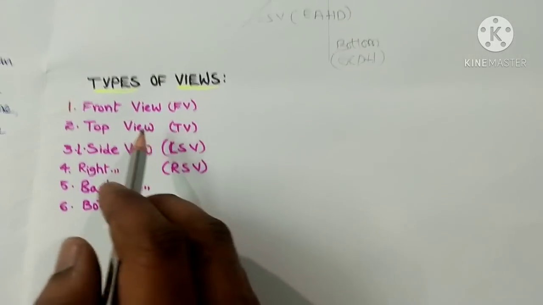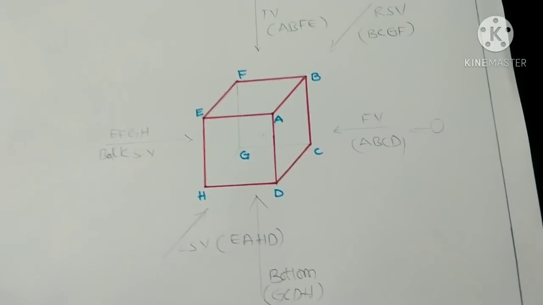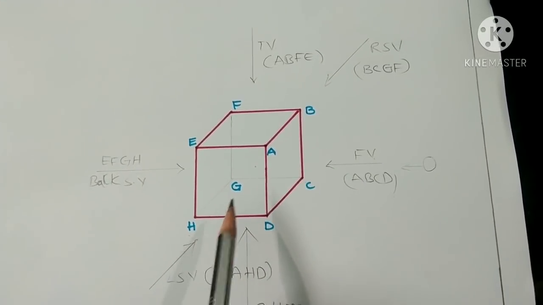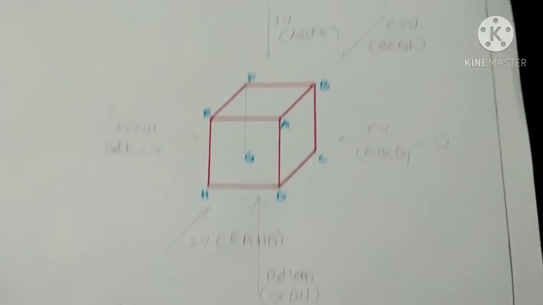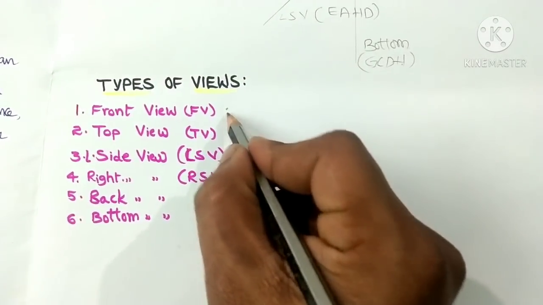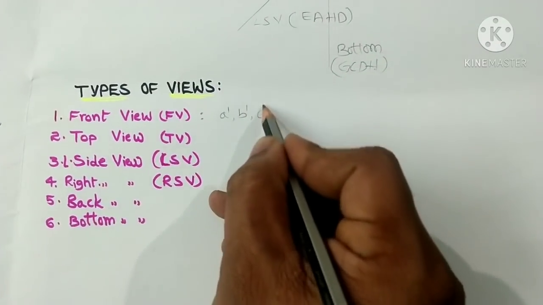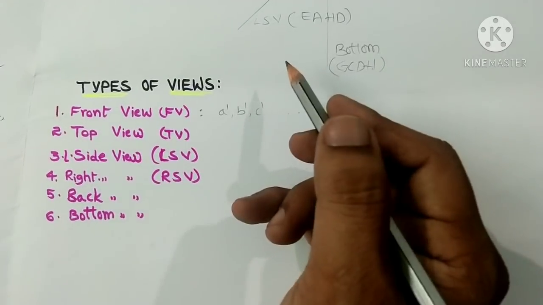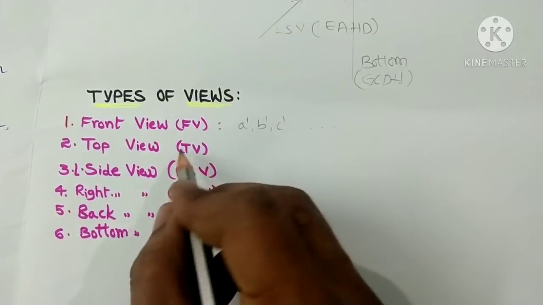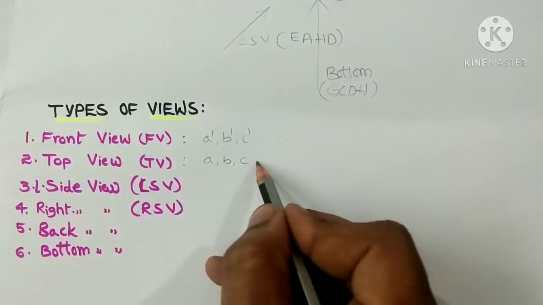The first one is front view. If we come to the actual points, the actual points of the object are denoted by capital letters A, B, C, D, E, F, G, H. All are denoted by capital letters. But if we come to the views, front view points are denoted by small letters with dash: A dash, B dash, C dash, and so on. Suppose we have numbers 1, 2, 3, 4, so we should write 1 dash, 2 dash, 3 dash, and so on. Similarly, in the top view, points are represented by only small letters a, b, c, d, and so on.